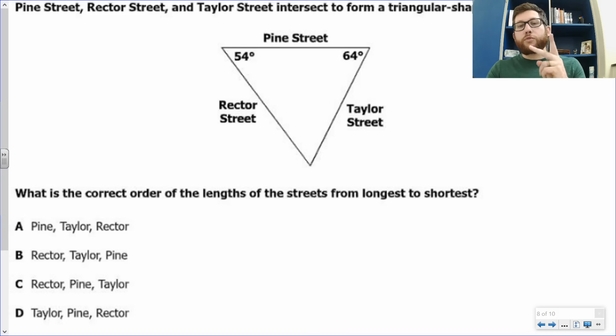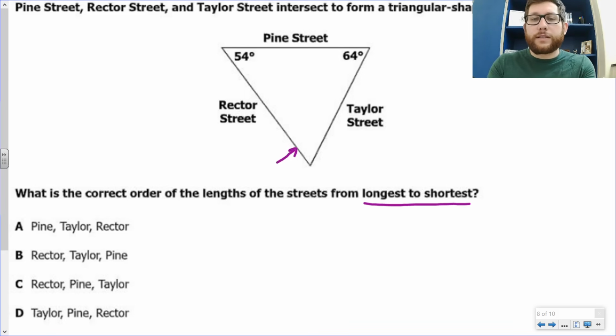So let's look at two more variations of this problem just to make sure we are prepped and ready to go. Notice here we've got street sides, Rector, Taylor, and Pine, and we want to put them in the correct order from longest to shortest. Remember, always keep an eye out for what they're asking for. Now notice, we don't have all the angles we need here, right? We're missing this angle right here, so that should be an easy solve for us.